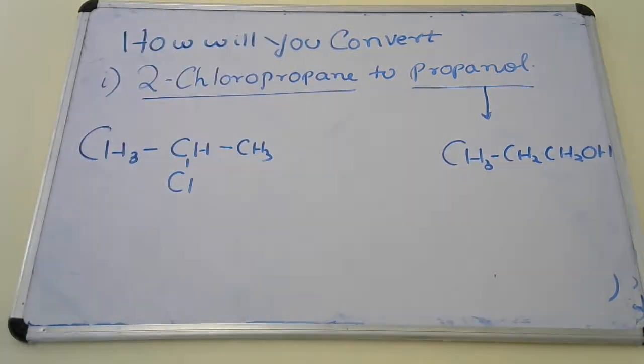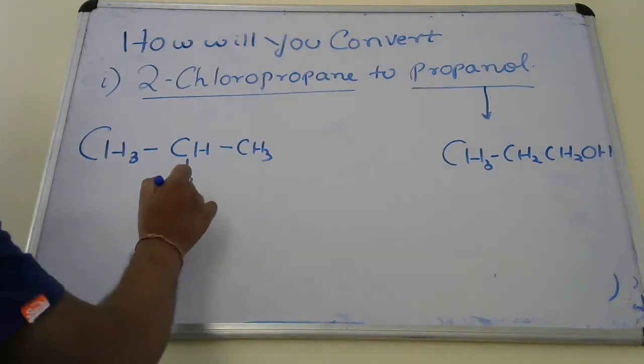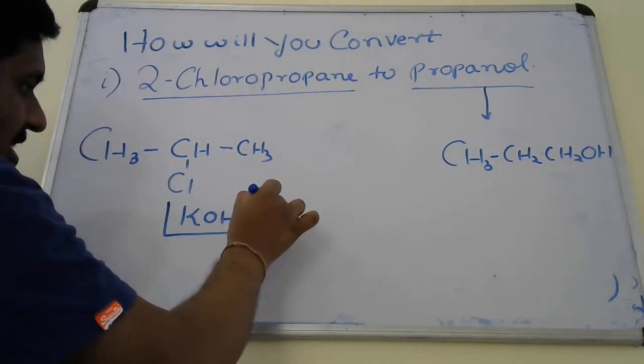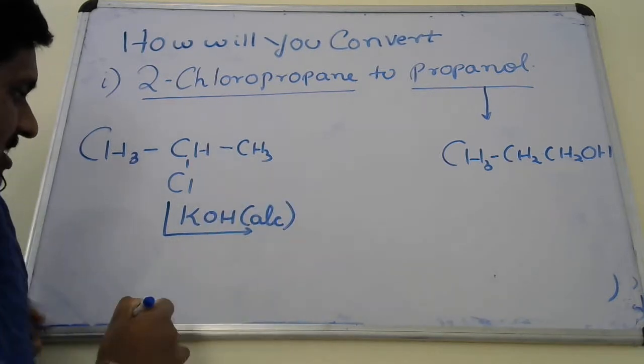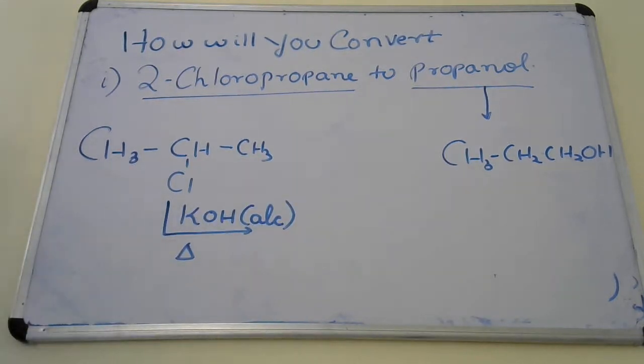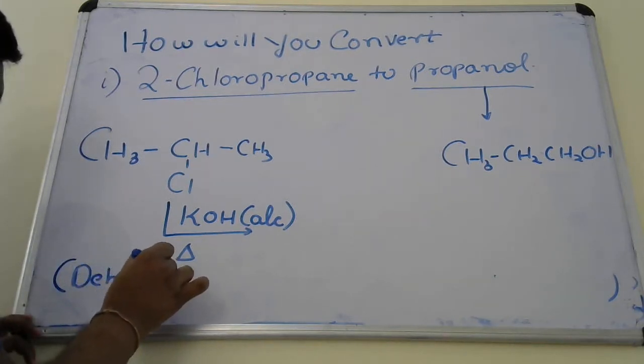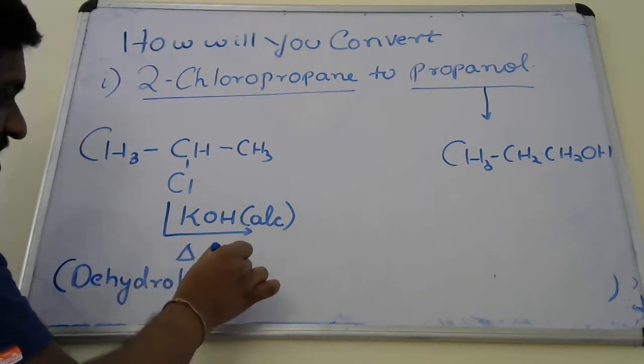Now let us convert 2-chloropropane. First we will convert it into a double bond. How to convert? Very easy. You give alcoholic KOH with heat, that is called dehydrohalogenation.